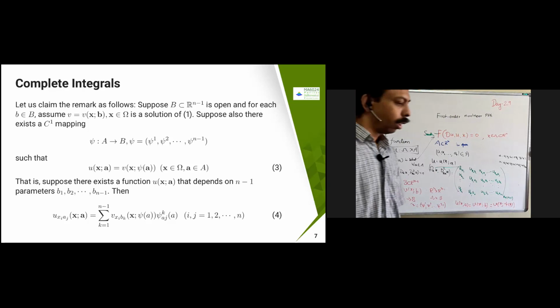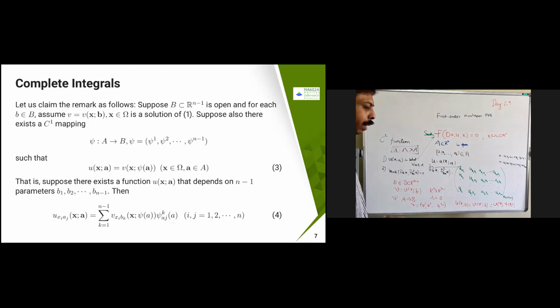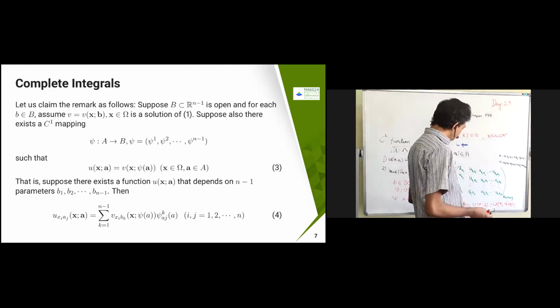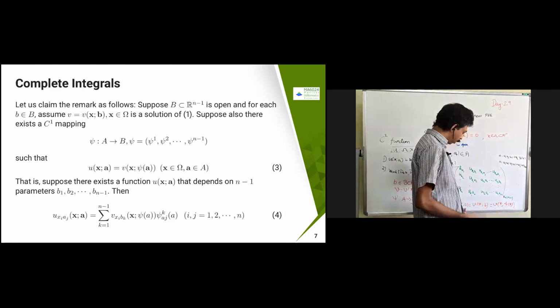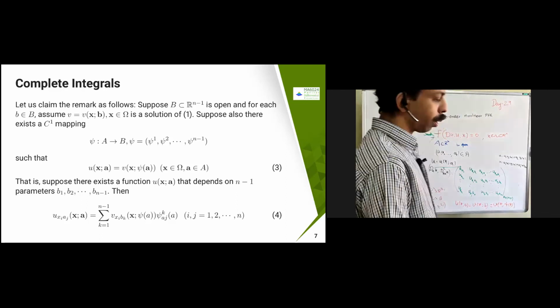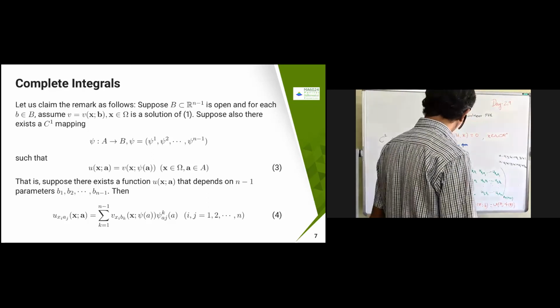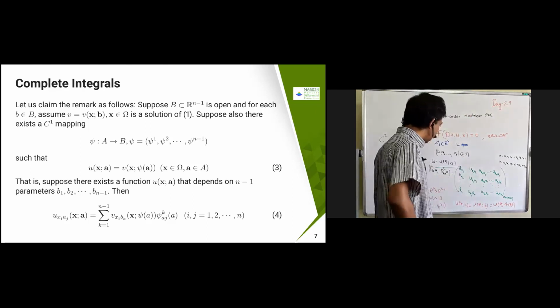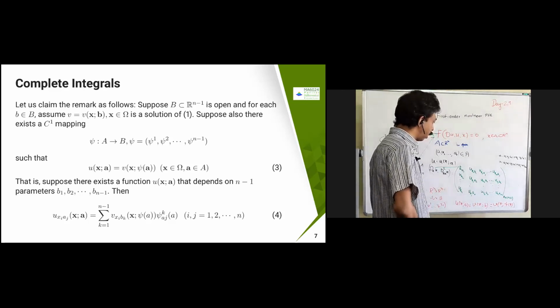Now suppose there is a function u of x comma a that depends on n minus 1 parameters. Here I said there are n parameters, but what I found is that only n minus 1 are there. Therefore u has only n minus 1 independent parameters, p1, p2, up to p n minus 1. Now we are trying to find the rank of this matrix, whether it is n or less than n.